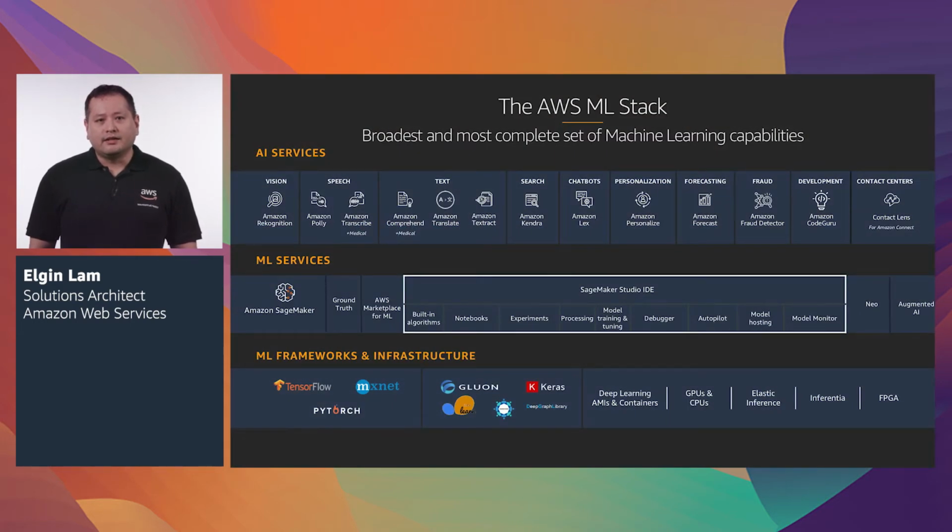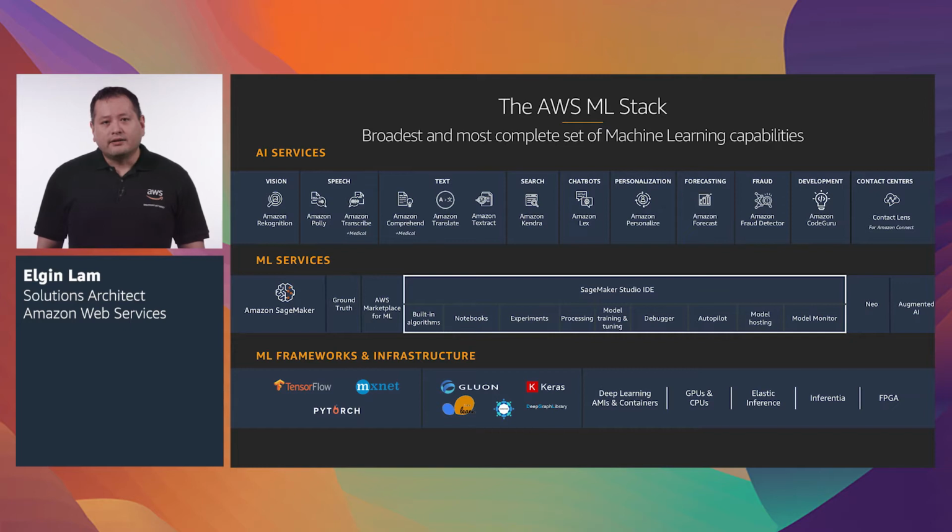We see the machine learning stack having three key layers. In the bottom layer are the frameworks and infrastructure for those comfortable building and maintaining their own machine learning platform and underlying infrastructure. In the middle layer are the machine learning services that make it easy for machine learning developers and data scientists to build, train, and deploy machine learning models in a single click with Amazon SageMaker. In addition to the IDE, all Amazon SageMaker features are available through APIs.